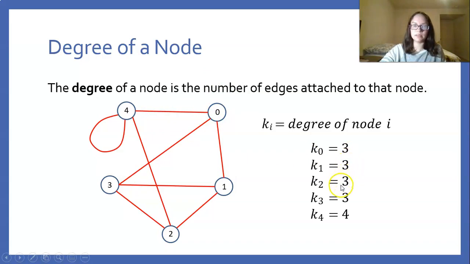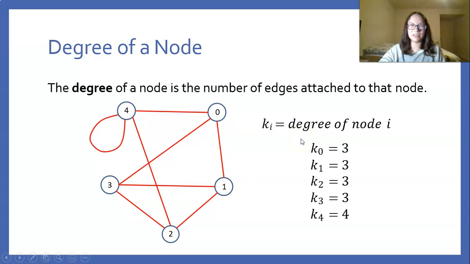And for the rest of these, it's similar. I'll just go down to node 3. We see that k3 is also 3, because if you look at node 3 here, there are 3 edges connected to it. Let's take a look at the last node, node 4. This node has a degree of 4. Looking at it right here, node 4 is connected to one other node by one edge, 2 edges, and then we have a self loop here. This is going to count as 2 edges, at least in terms of degree.